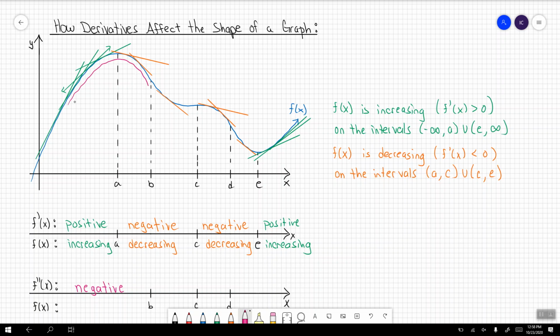Well, a second derivative being negative will imply that your function is opening downward. We call this concavity. Concavity implies that your function is opening downward if it's concave down. Concave up is going to imply that the function is opening upward. As you can see on this graph, the graph is concave down on the interval from negative infinity to b. So we say here that this function is concave down.